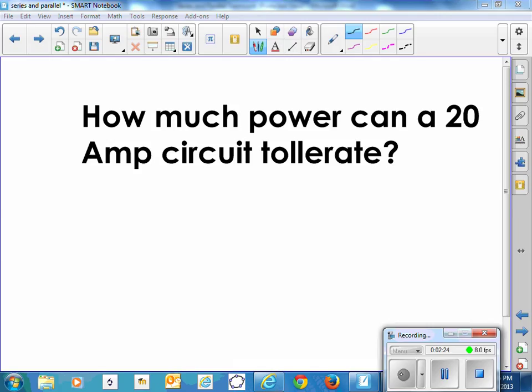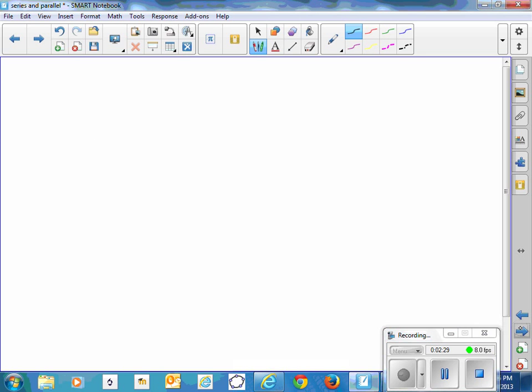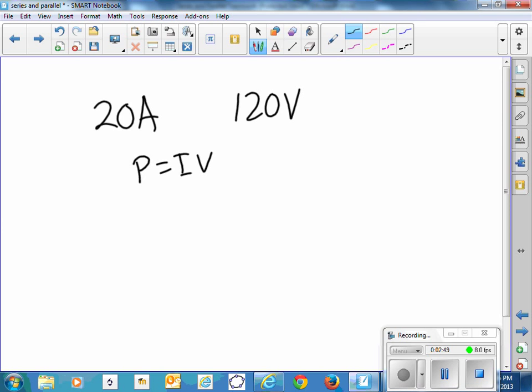How much power can a 20 amp circuit tolerate? Well, let's say we have 20 amps flowing at 120 volts. That's a typical kitchen circuit. Power is equal to the current times the voltage, which is 2,400 watts.